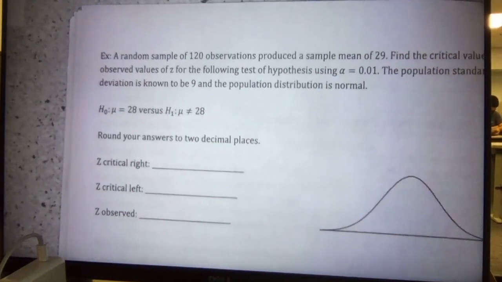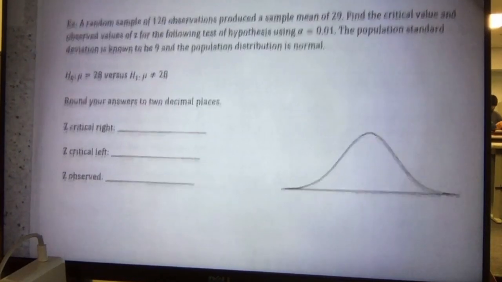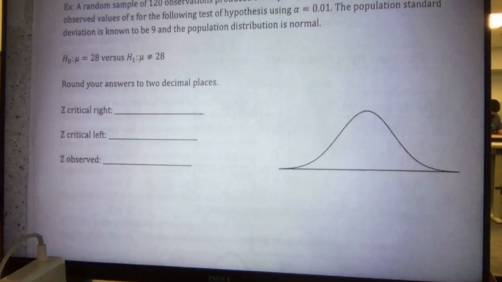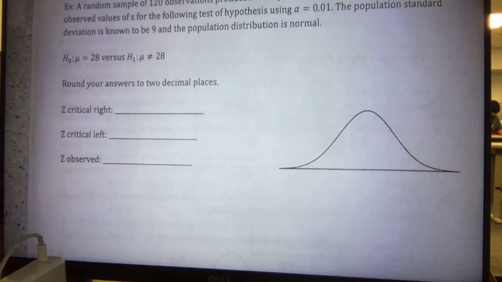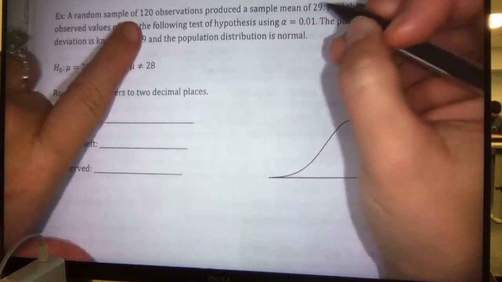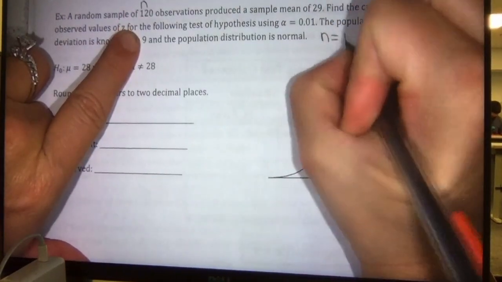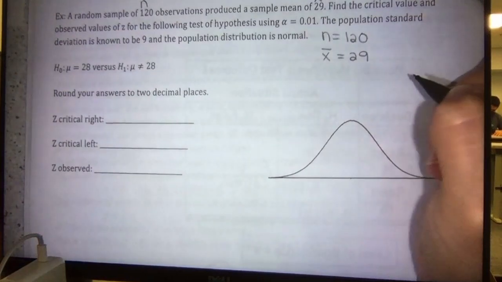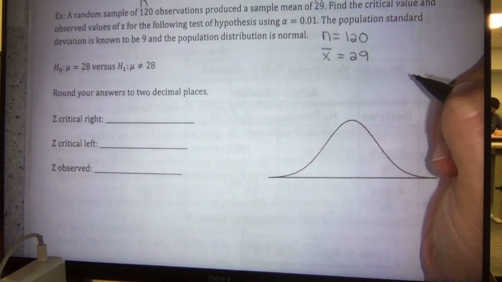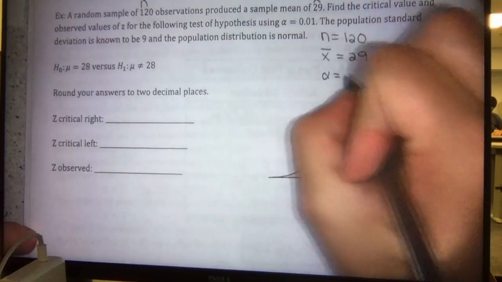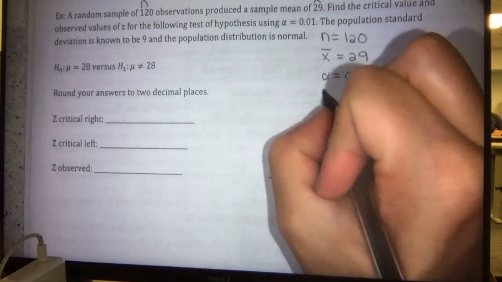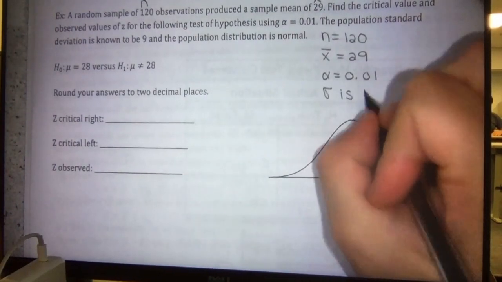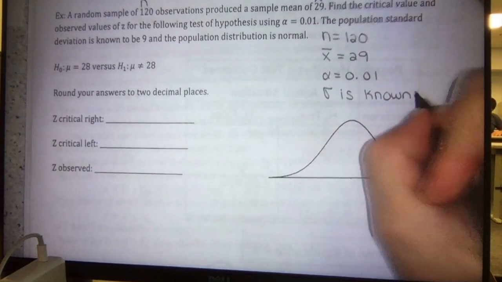A random sample of 120 observations produced a mean of 29. Find the critical value and the observed value of z for the following test of hypothesis using alpha of 0.01. The population standard deviation is known to be 9, and the population distribution is normal. Okay, so let's think about what they gave us. They told us our sample size, n, is 120. They told us our sample mean, x bar, is 29. Our population standard deviation is known, and it's going to be 9.